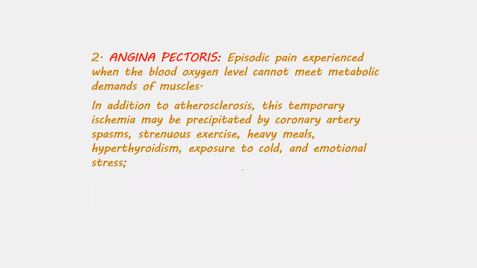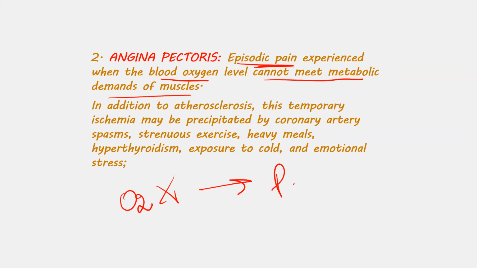Second is angina pectoris. So what is angina pectoris? It is the episodic pain experienced when the blood oxygen level cannot meet the metabolic demands of the muscle. So every muscle has some demand for oxygen, and when that blood oxygen level is not achieved by the muscles, this leads to spasm and pain in that region. So when the oxygen demand is not met, this leads to pain in that muscle. So this is angina pectoris.